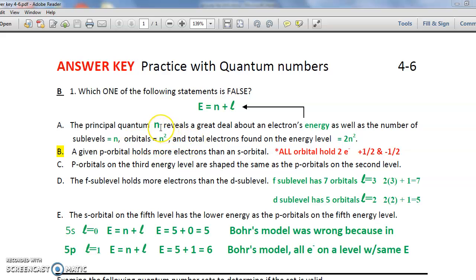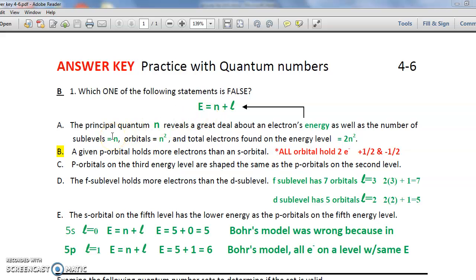Well, remember, the principal quantum number is n. The energy of an electron depends not only on the level the electron is on, but on what sublevel the electron is in. So the bigger your n value, the more energy the electron has. So yes, n, the principal quantum number, has a lot to do with the electron's energy. Remember that the number of sublevels on a given level equals n.